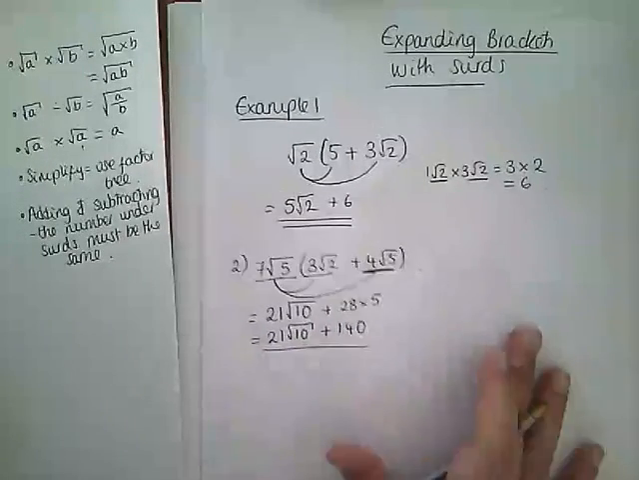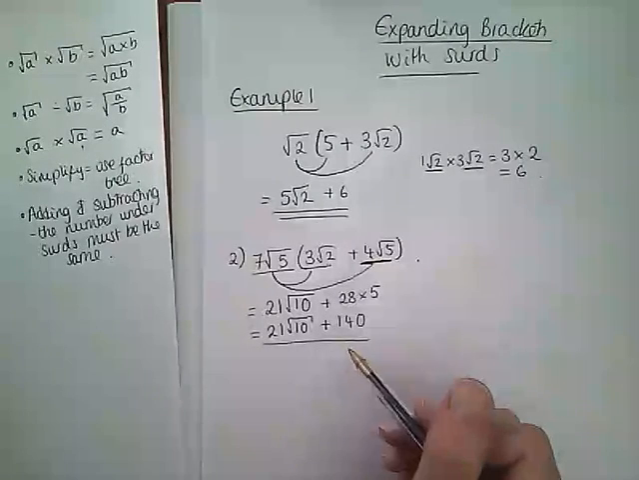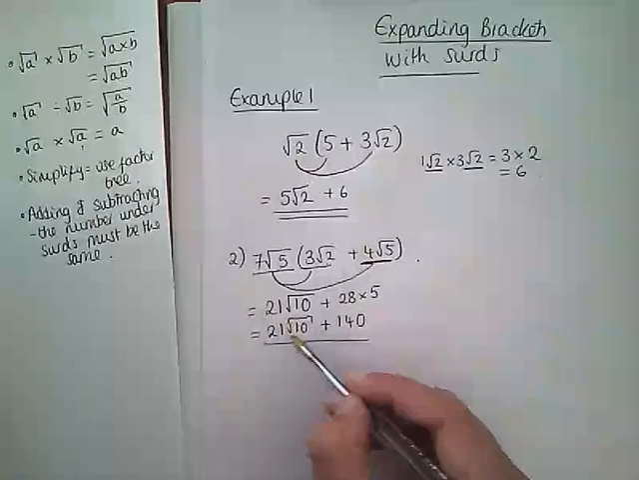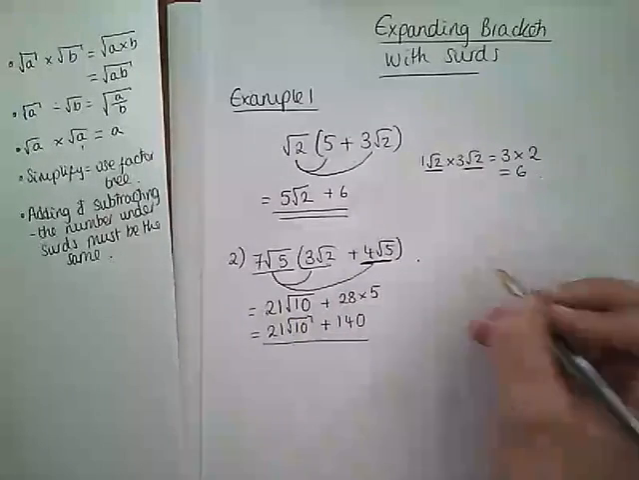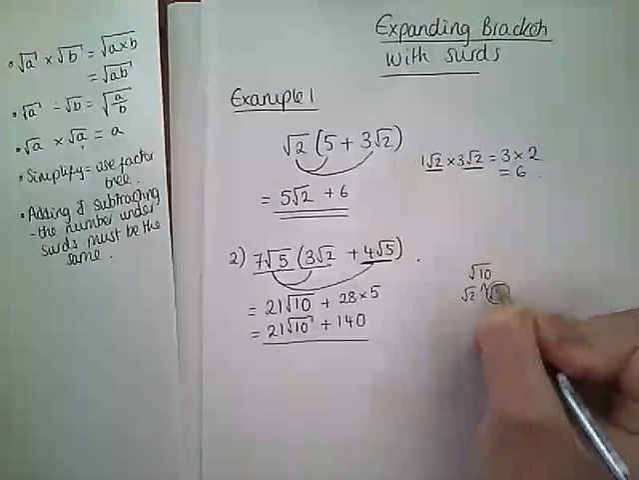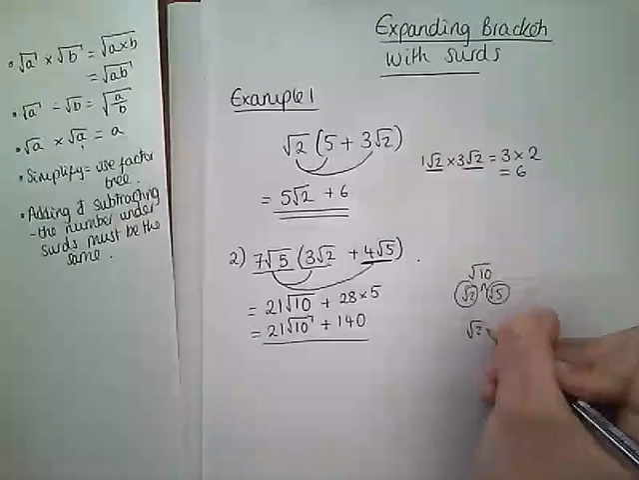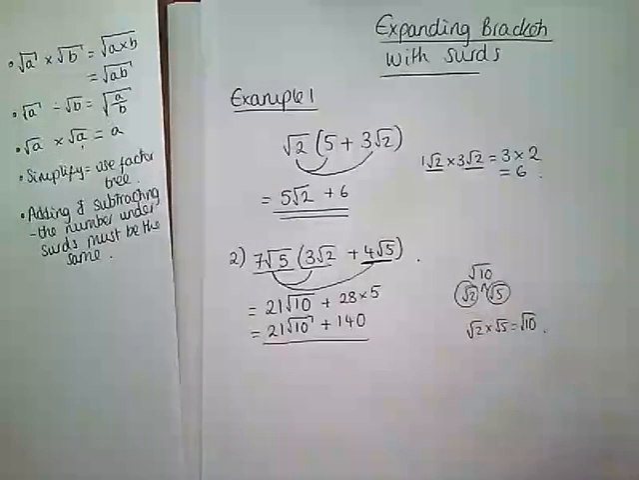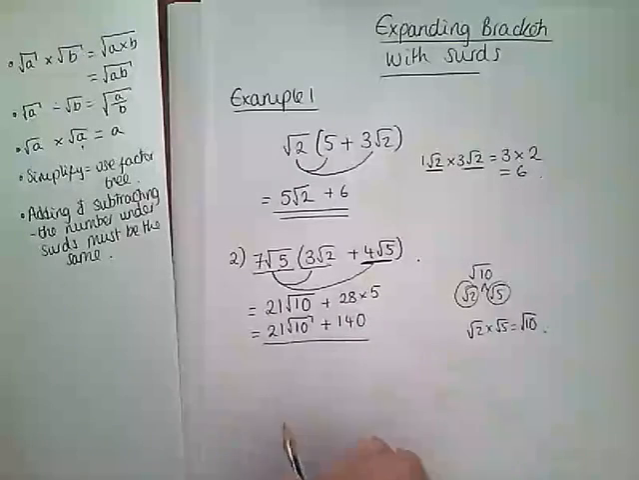Can we simplify that any further? No, that is as simple as it goes. The only way you could simplify that further is if you could simplify this root. Now, root 10, I don't know that it's root 5 times root 2. Can I simplify that any further? Nope. All it goes to is root 10. So that is as simple as it goes.